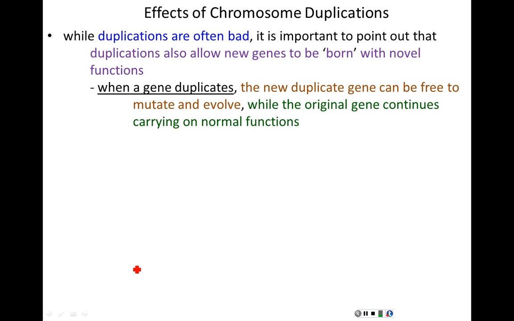Make a copy of it and play with that copy of the gene. Mutate that copy of the gene. If you screw it up, no big deal. You've got the original gene backing you up. But if the copy can take on a new function, an improved function, now you've got development of the species. Now you've got evolution in a positive direction.